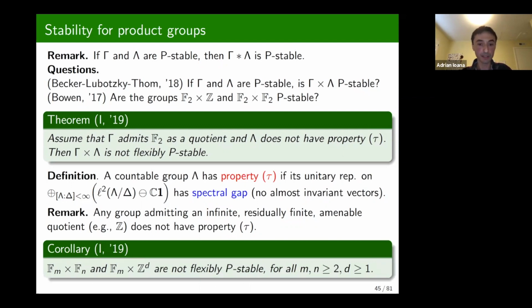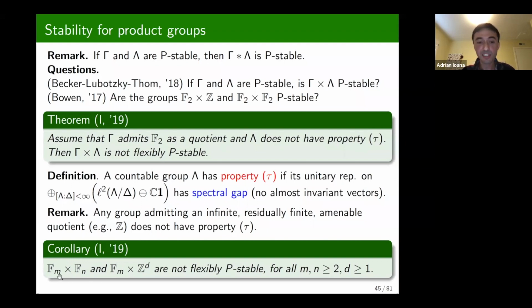So, as an immediate corollary of the theorem, we get that if you take a direct product of two non-abelian free groups, or the direct product of a non-abelian free group and Z^d, then these are not flexibly p-stable. So in particular, these two groups, F2 times Z and F2 times F2, are not flexibly p-stable, so they're not p-stable either. All right, so what I'm thinking to do next is tell you a little bit about how this theorem is proved, or rather the corollary.